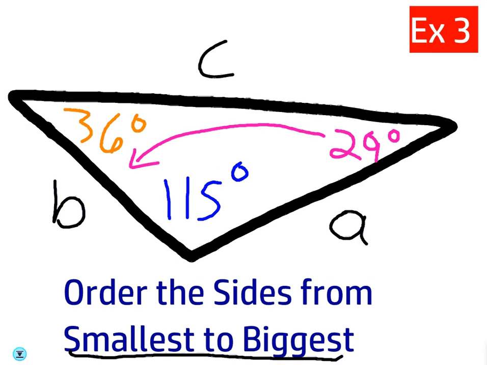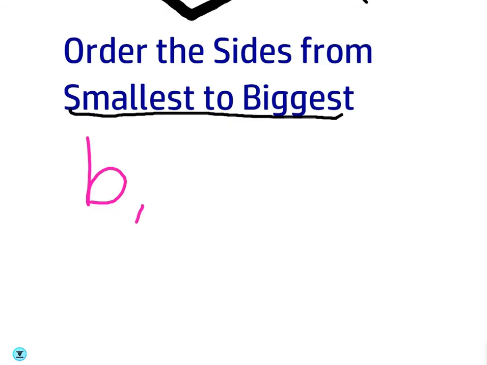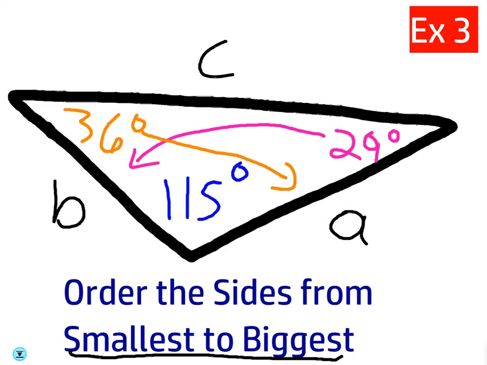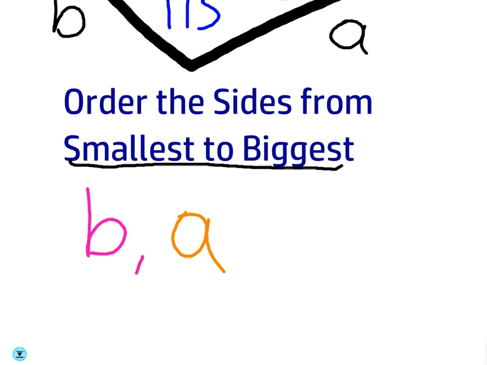Next, we have the 36 degrees, good. Opposite that is A. So that's the next biggest, or smallest, depending on how you want to say it. And then finally, opposite angle 115 would be the biggest side, BAC in this case.